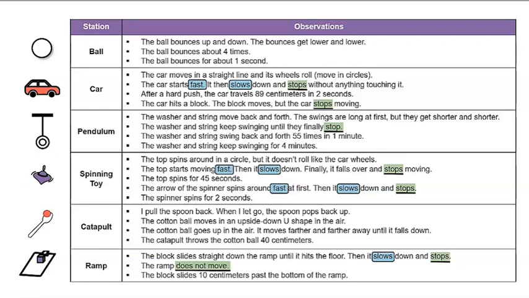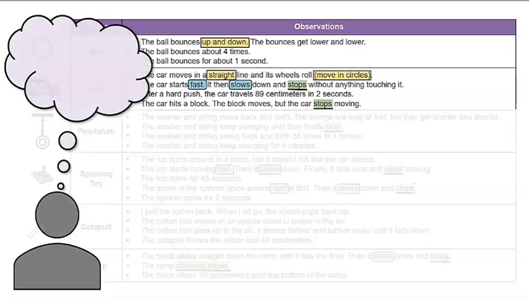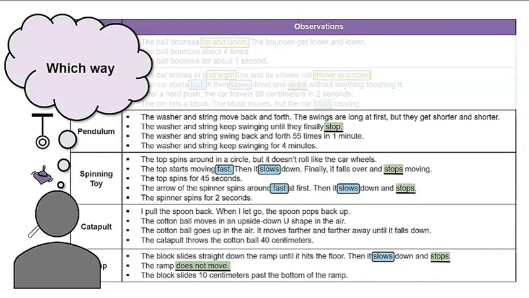Sorting these words is fun. I wonder if we can find another similarity. Do you notice any words that are similar in our observation? Wait a minute. Look, the ball bounces up and down, and look at the car. It moves straight and its wheels move in circles. Do you notice anything similar about these three phrases? These phrases sound like they describe which way the objects are moving. Do you see any words or phrases at the other stations that describe which way?